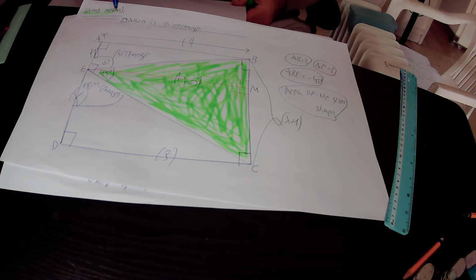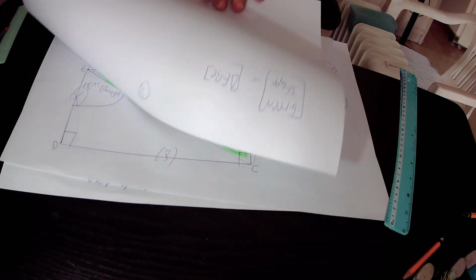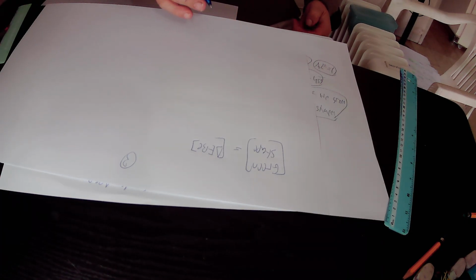The green shape is actually the green triangle EBC. So our task is to find out the area of this green triangle EBC.